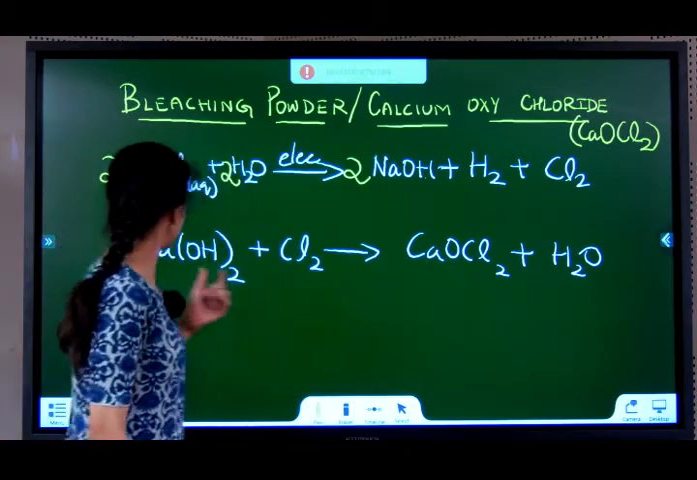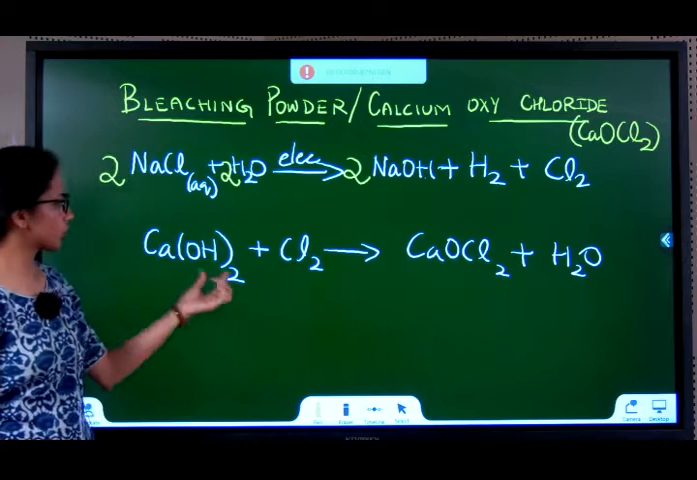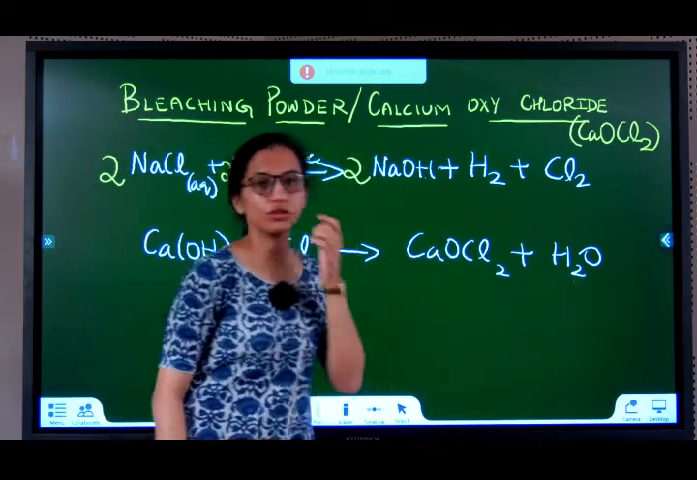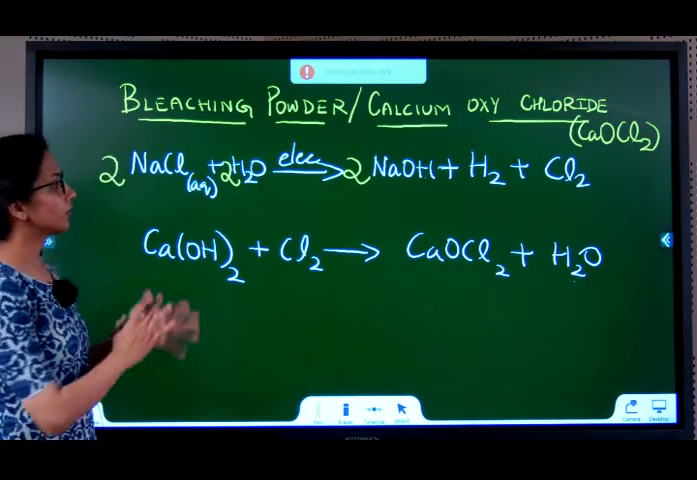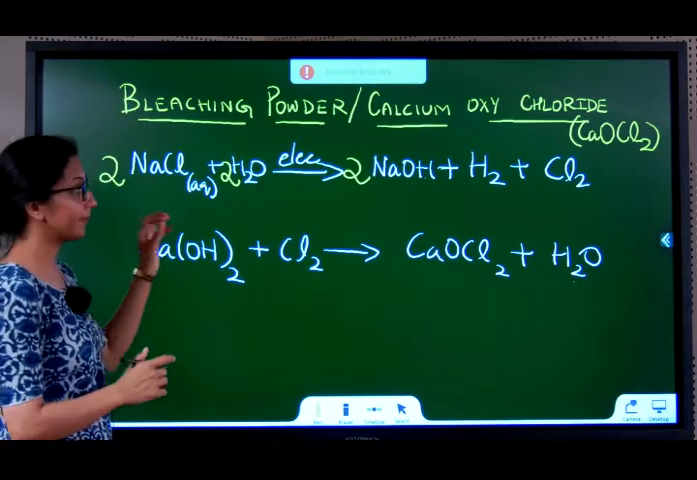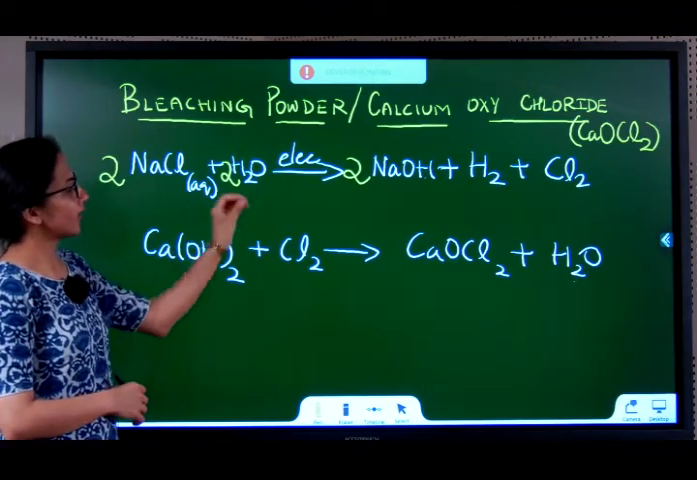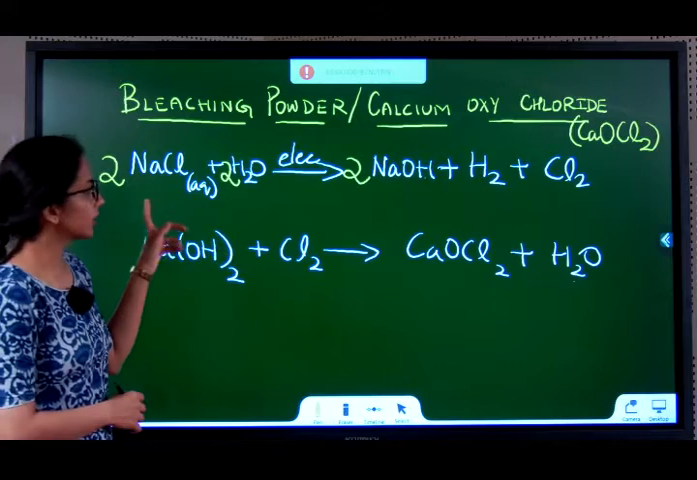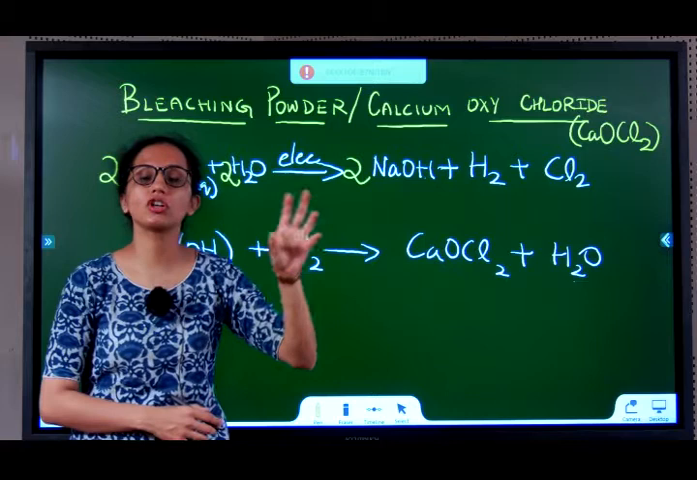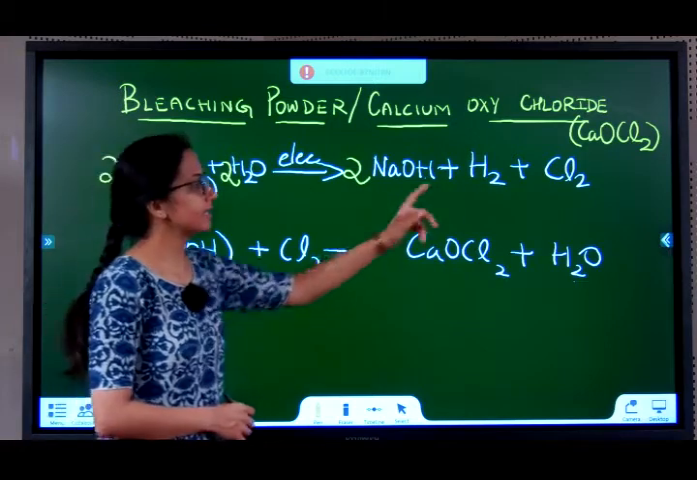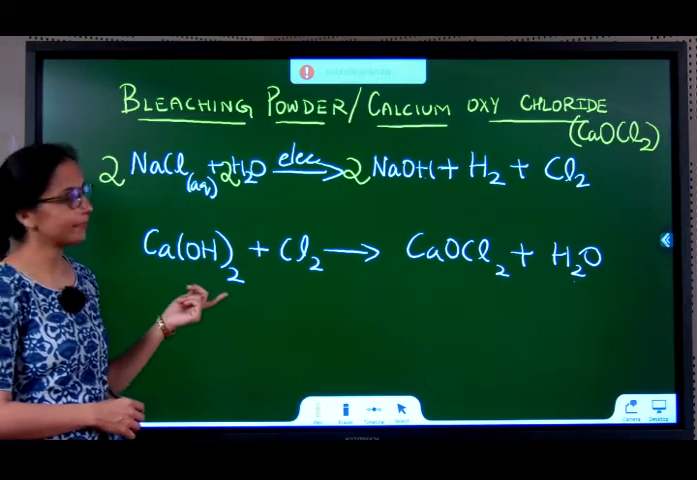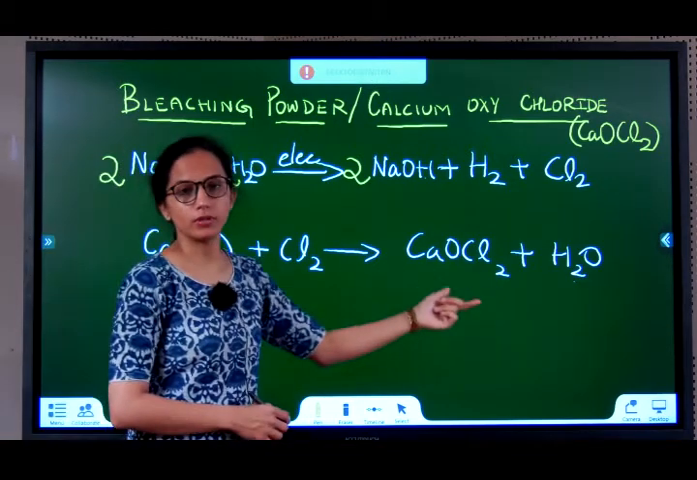Cl2, Cl2 balanced, Ca, Ca balanced, O is 2, 1 plus 1, 2, hydrogen is 2, hydrogen is also 2. So this is the preparation of bleaching powder. How will we write this? First step, on electrolysis of brine solution, sodium hydroxide is prepared along with the liberation of chlorine gas. This chlorine gas is passed on dry slaked lime to give us bleaching powder.